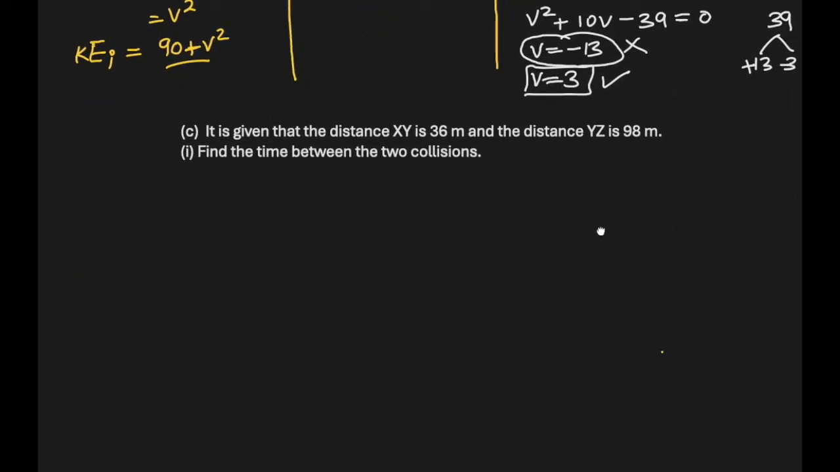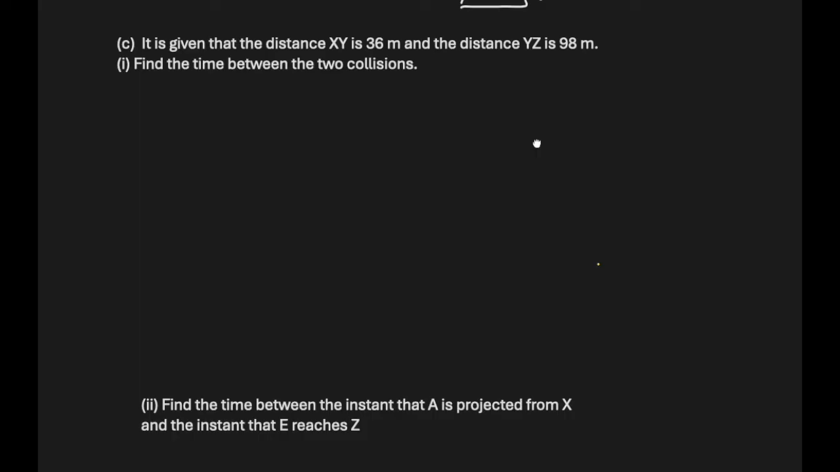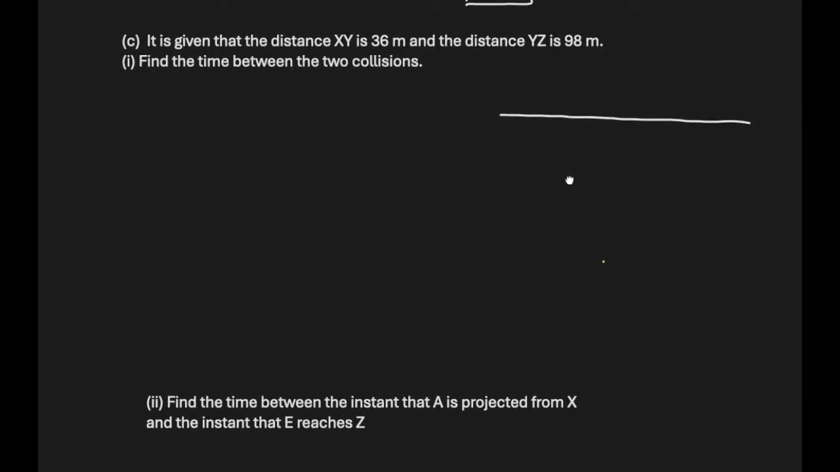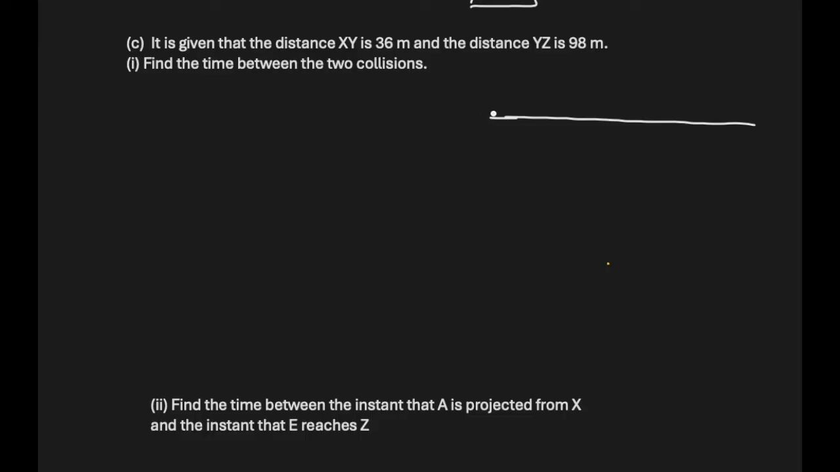Next, C. It is given that the distance between x and y is 36. So let me do this way. Okay, so this is x, this is y, is 36 meters. And let's say this is z, which is 98 meters. Find the time between the two collisions. So time between two collisions means between first and second collision.